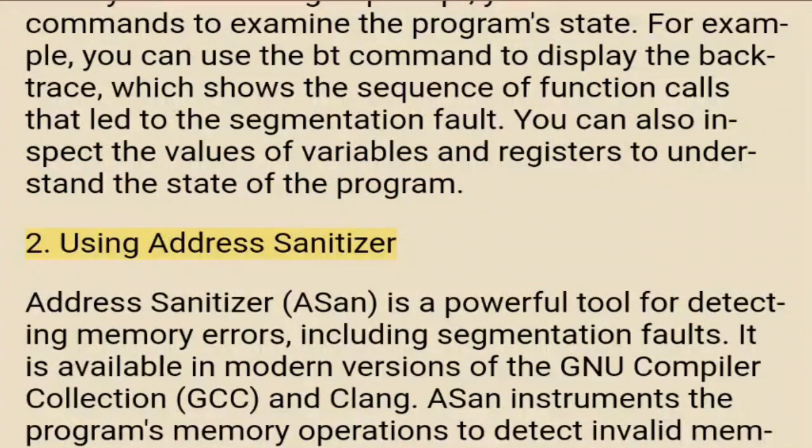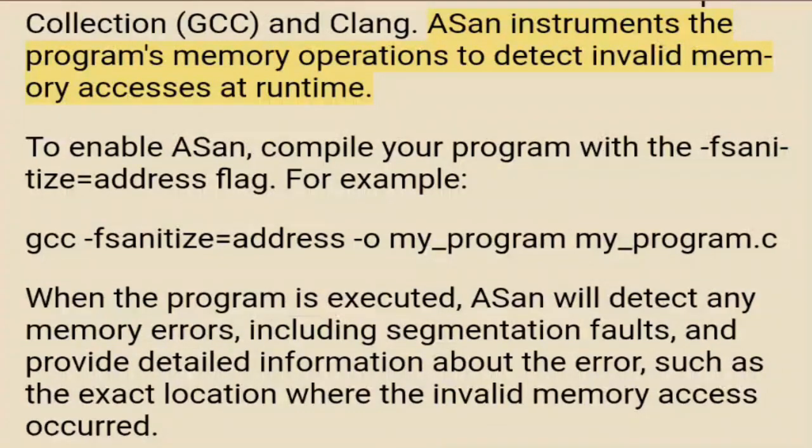2. Using Address Sanitizer. Address Sanitizer (ASAN) is a powerful tool for detecting memory errors, including segmentation faults. It is available in modern versions of the GNU Compiler Collection (GCC) and Clang. ASAN instruments the program's memory operations to detect invalid memory accesses at runtime. To enable ASAN, compile your program with the -fsanitize=address flag. For example, gcc -fsanitize=address -o my_program my_program.c. When the program is executed, ASAN will detect any memory errors, including segmentation faults, and provide detailed information about the error, such as the exact location where the invalid memory access occurred.